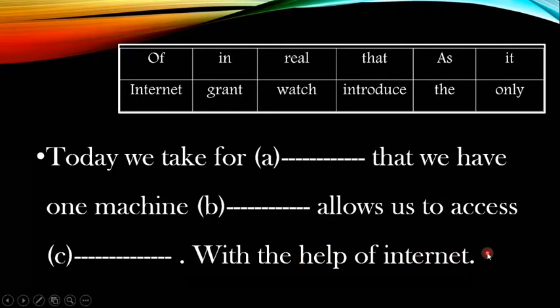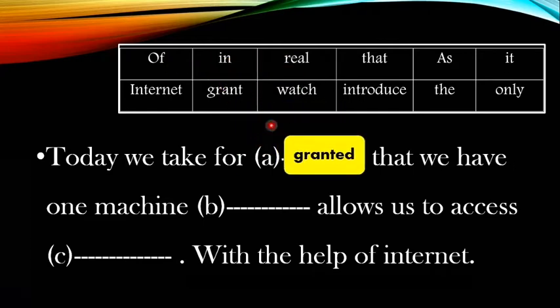That means this line gives us the idea that the passage is about the access or use of internet, and the machine refers to computer. So let's fill it up. Today we take for. After for we have to use a verb, and as it is the second verb of the sentence, it is actually a non-finite verb, and we are going to take the option grant because we have taken for granted. It nowadays seems very easy or common for us, so the option granted is appropriate.